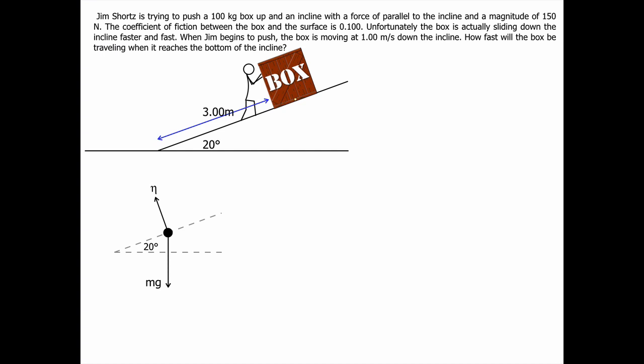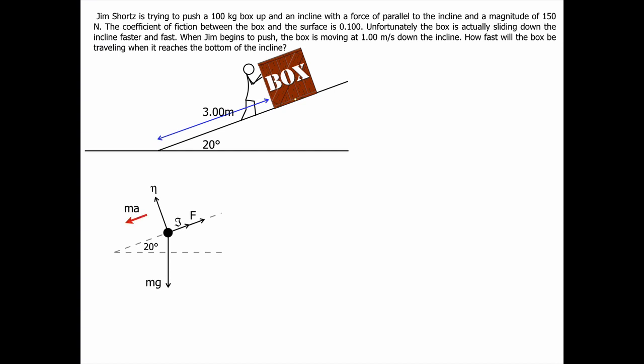Friction opposes motion. So the box is sliding down the incline, so that's the direction of motion. Therefore, friction is going to point up the incline. So there's my fancy F for friction. And I've got this person, Jim Shorts, he's pushing up the incline with a force as well. So he's pushing up. Unfortunately, the box is still accelerating going down. So gravity in the direction parallel to the incline is a bigger force than the sum of friction and Jim Short's force. So that's going to be the net acceleration.